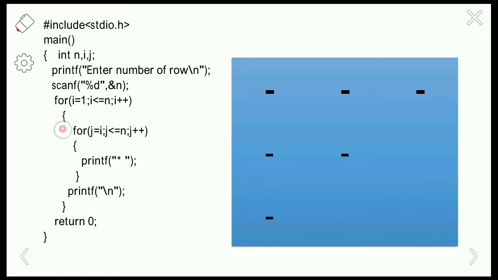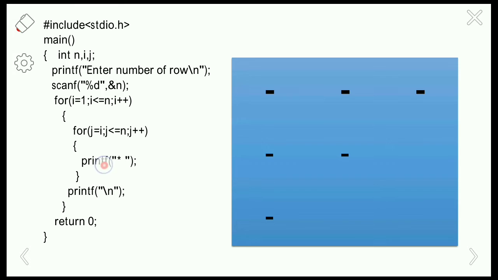So here, if the I value increases, then the number of spaces will get decreased. Why it will get decreased: suppose I'm taking the number of rows as 3 here. So j less than or equals to 3. Here the j value is I, so 1 less than or equals to 3 is true.